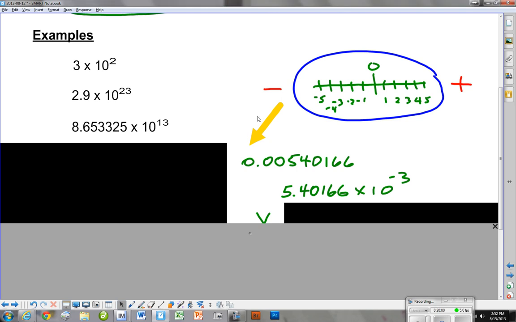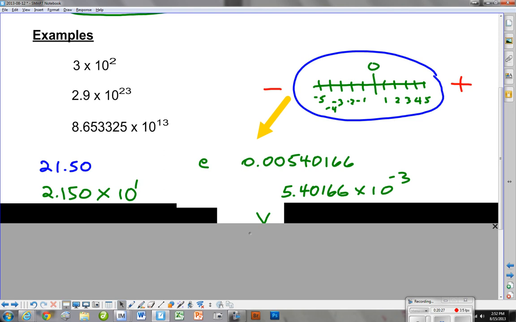Okay, so here's the number the way it should be. If you stopped your recording, here it is. This one has the decimal here, and the power of 10 moves it 3 to the left, which gets us back to this number. Decimal here, 1, 2, 3 to the left, and we're back to the original. So let's look at a new one.